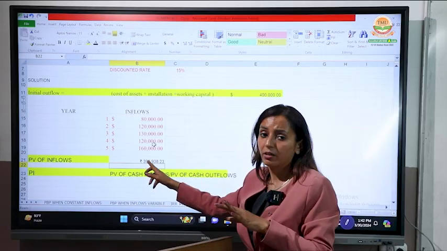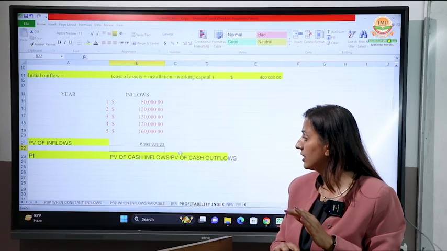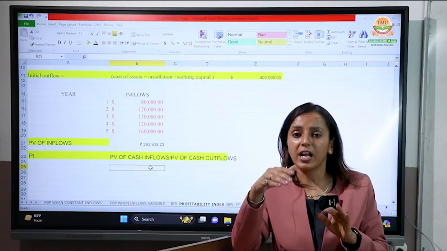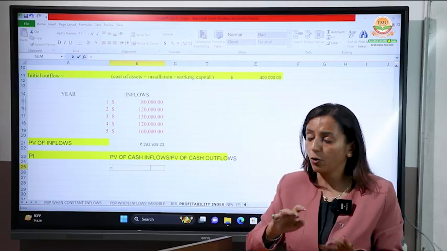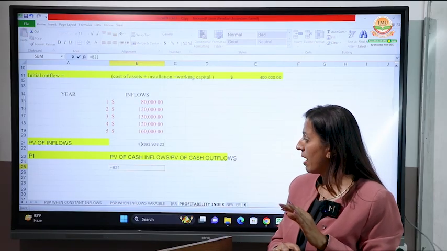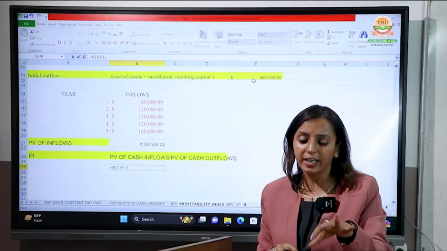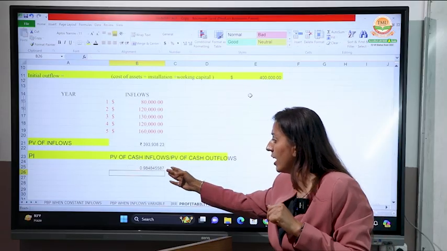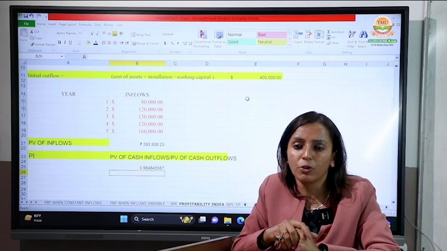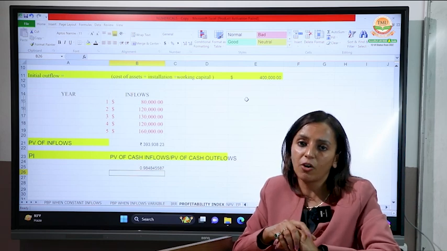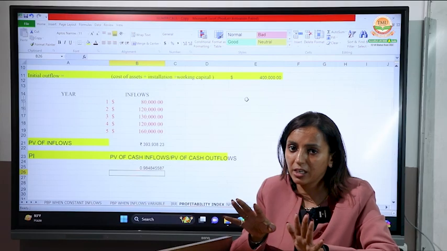This is your figure. Now we have to calculate the profitability index. How do we calculate? Present value of cash inflows divided by present value of cash outflow equals, this is my inflow value divided by my outflow value, that is 4 lakh. Enter it and get the answer. That means for this organization, the profitability index of this question is 0.984. Hope it is clear again?